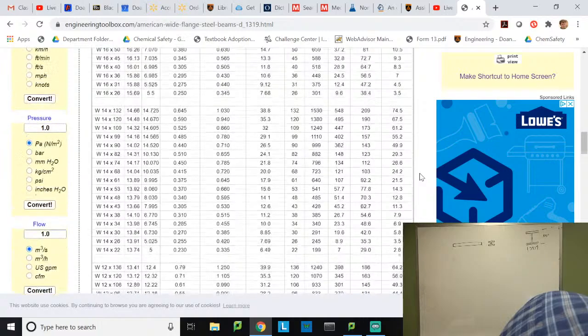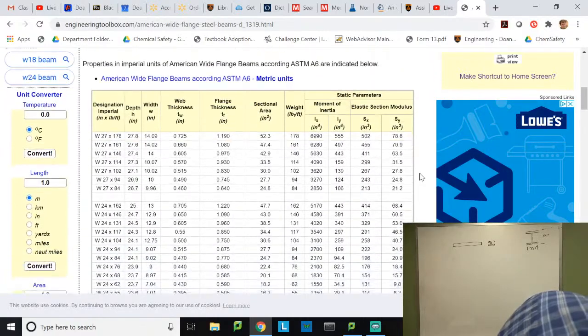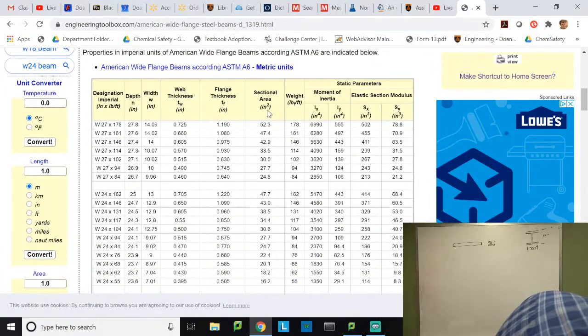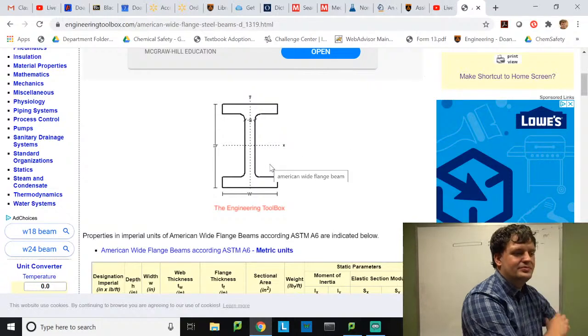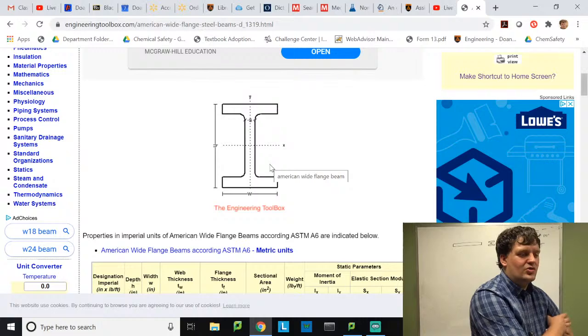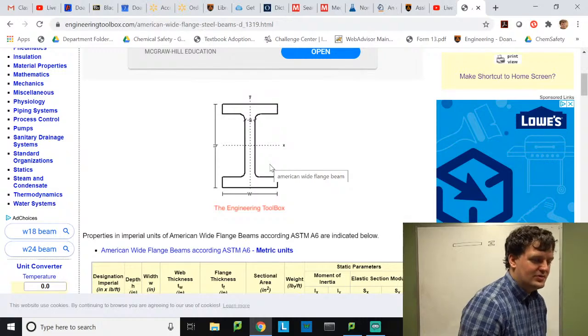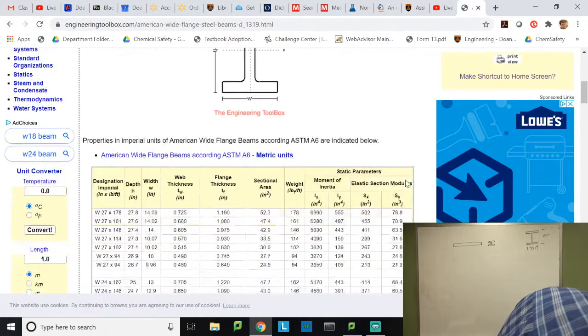Yeah, nice. I'm going to scroll back up and remember what I'm looking for here. Here's your sectional area, pound per square foot. Moment of inertia in the x direction, because we're going to be loading it across the x direction. That's really the moment of inertia that we're looking for.